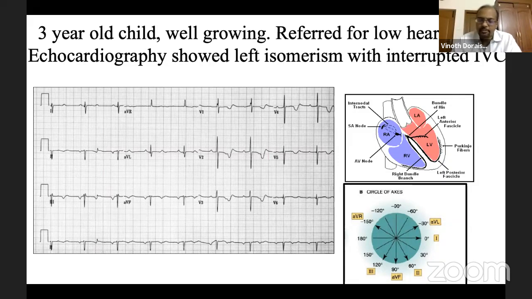The left bronchus is different from the right bronchus. On the left side, we have the stomach and spleen. On the right side, we have the liver. So this is how the normal body is.